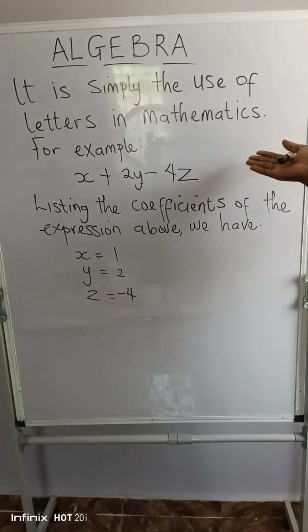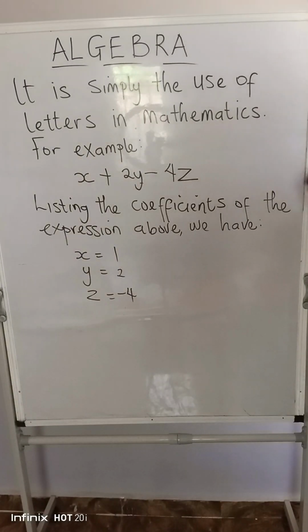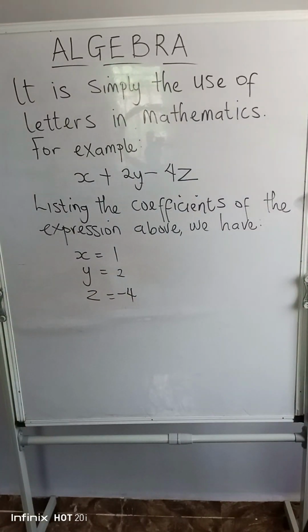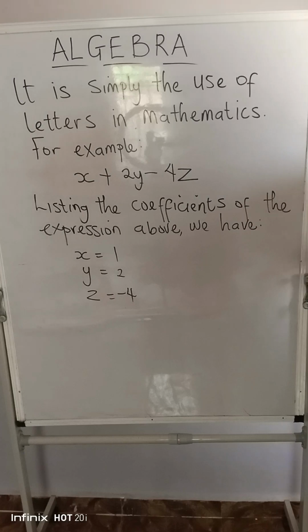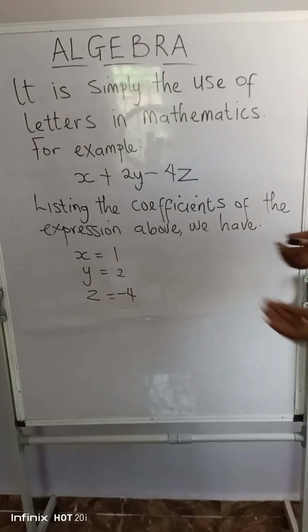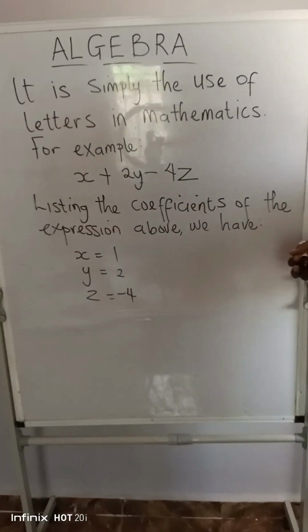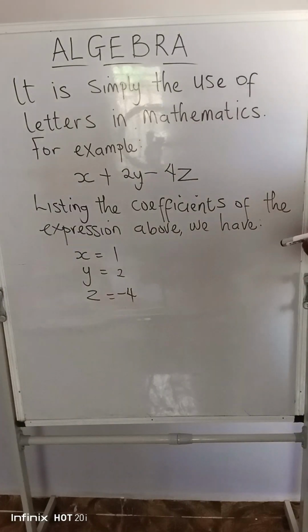So, algebra is what? Algebra is simply the use of letters in mathematics. And when you're talking about coefficients in an algebraic expression, it simply means what? The ordinary number that is standing beside those letters.